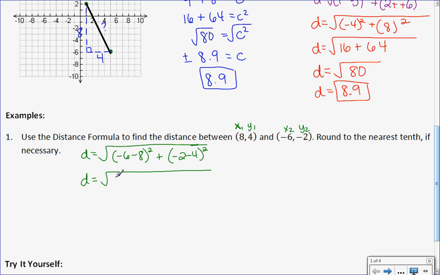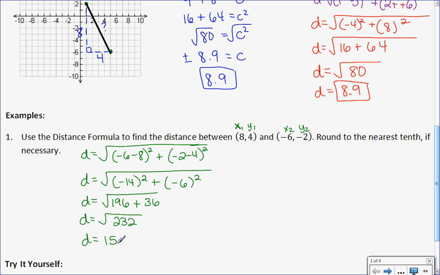So take care of the parentheses first. Negative 6 minus 8 is negative 14. Negative 2 minus 4 is negative 6. Alright, now that we've taken care of parentheses, let's do the exponents. Remember, you have to have parentheses around these before you put them in the calculator. So negative 14 squared is 196. Negative 6 squared is 36. Now we'll add, and you should get 232. And lastly, we'll take the square root of 232, and we'll get that this is approximately 15.2.